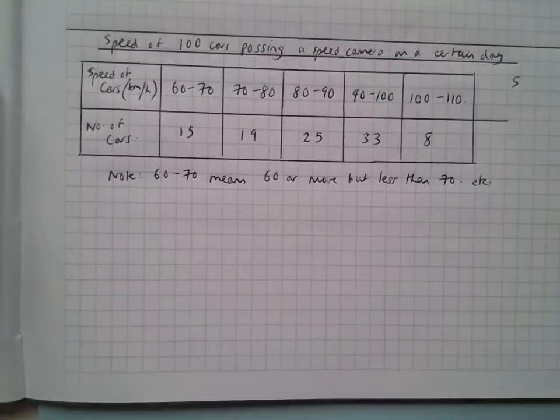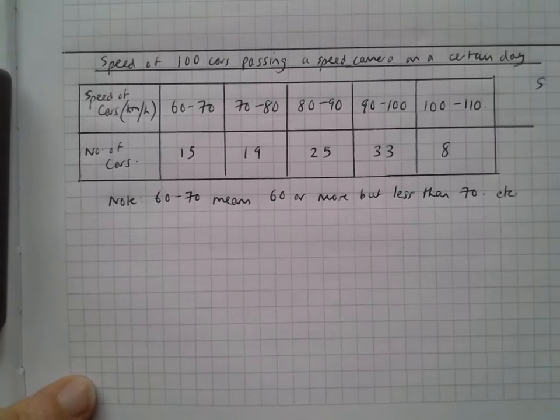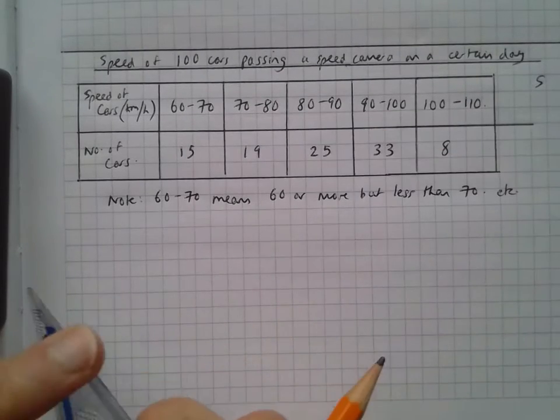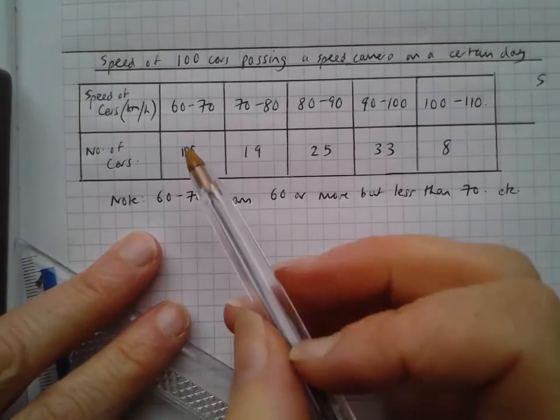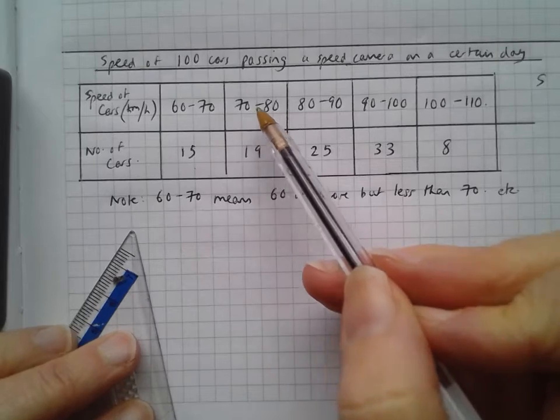So here we have a grouped frequency table, and in this we have the speed of 100 cars passing a speed camera on a certain day. Between 60 and 70 kilometers per hour, there were 15 cars, between 70 and 80 there were 19, and so on.